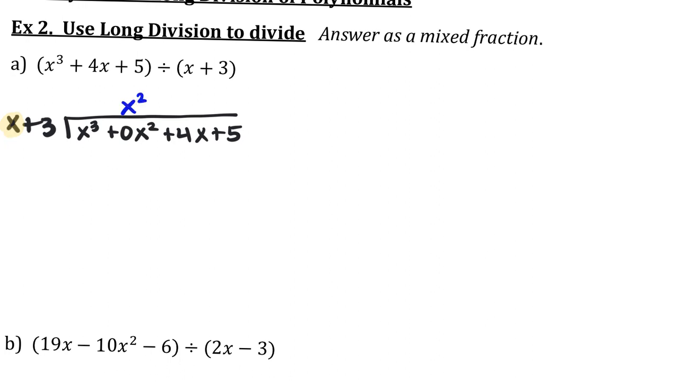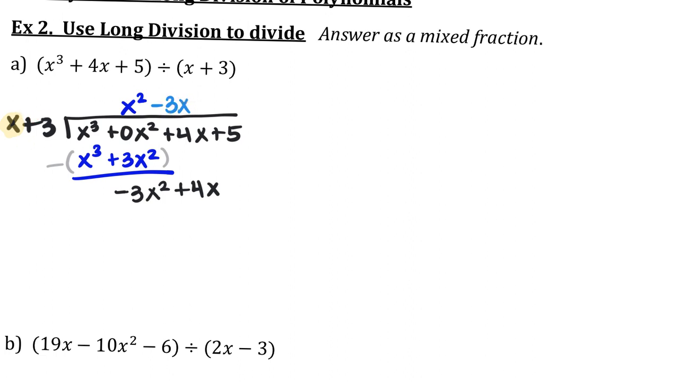This x squared times x is x cubed. X squared times 3 is 3x squared. Boom, subtract down. That cancels. 0 minus 3 is negative 3x squared. Bring down the 4x. Okay, x times something to give me this. Negative 3x.